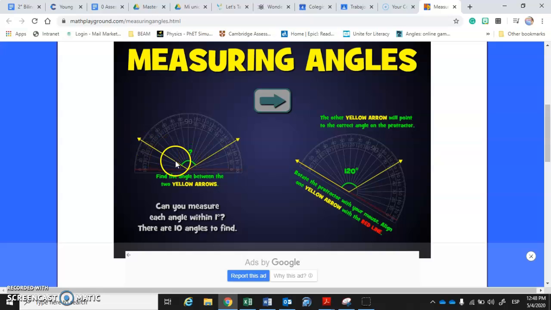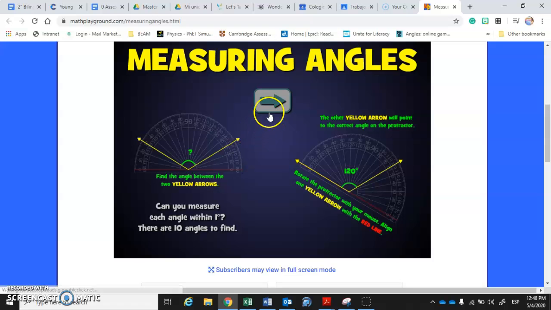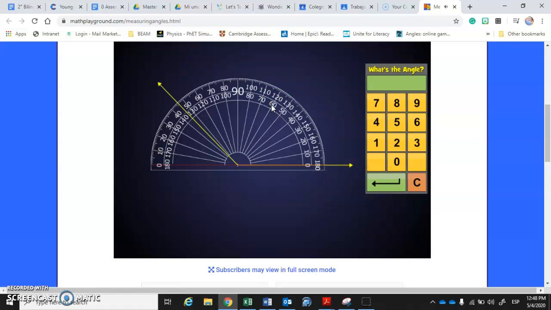The idea is that you're going to have two yellow lines that make the angle, and you're going to have a protractor. You can move the protractor so you can put one of the lines at the 0, and then you can estimate or discover the correct angle. I'm going to give you the first example.